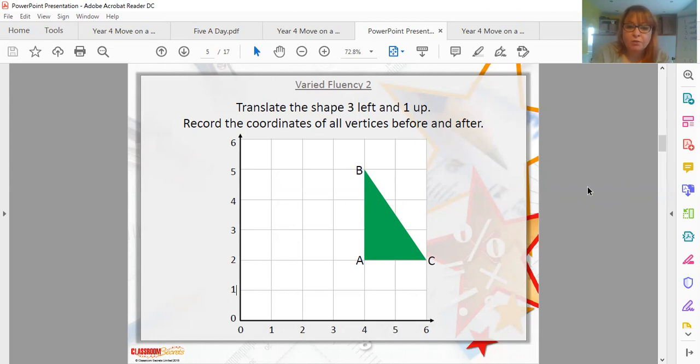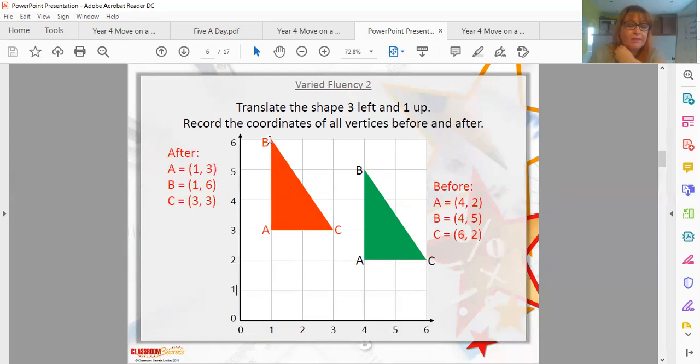For example, translate the shape 3 left and 1 up. So A would have to go 1, 2, 3. And then I would put a dot there or a cross and label it A. Then C would go 1, 2, 3 and 1 up. Put your circle or your dot and label it C. Join those two. Then B, 1, 2, 3 and 1 up.